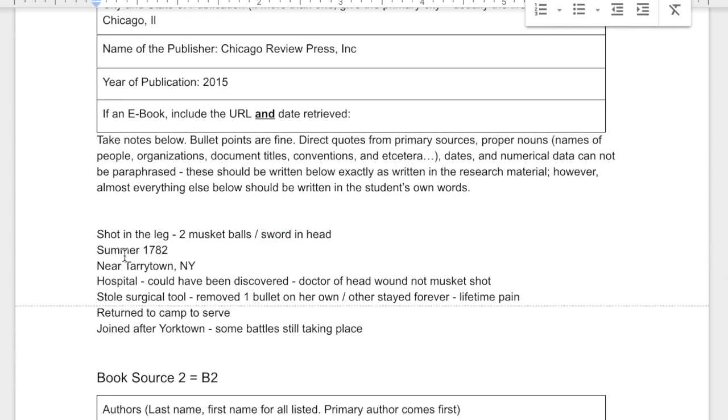The author let the reader know that this happened in the summer of 1782, so include that. That's important detail. That's when. The author told you it happened near Tarrytown, New York. Include that. That's where. She could have been discovered.